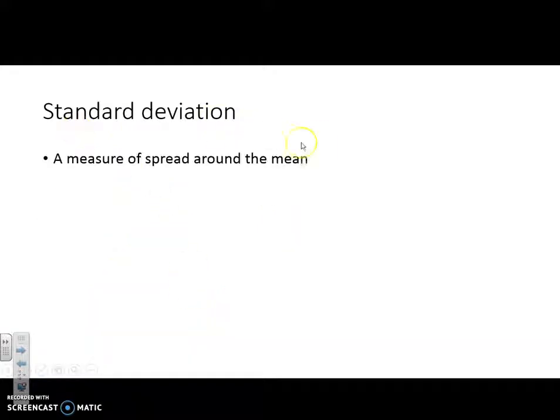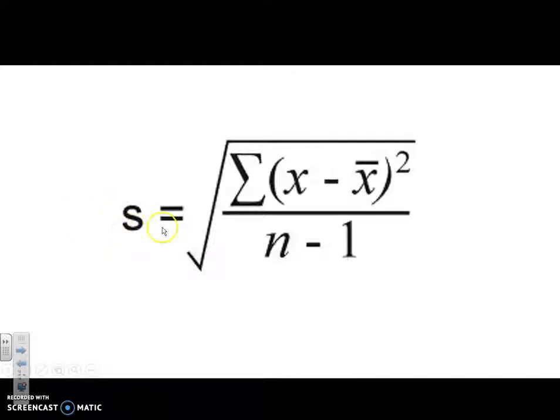Okay, so that's what standard deviation is, a measure of the spread around the mean. And the equation for it looks like this, which is horrible. But actually, when you unpick what it means, it's really straightforward. So S, that's our standard deviation, is equal to the square root of sigma, the sum of x minus x bar squared divided by n minus 1. Okay, what does that mean?